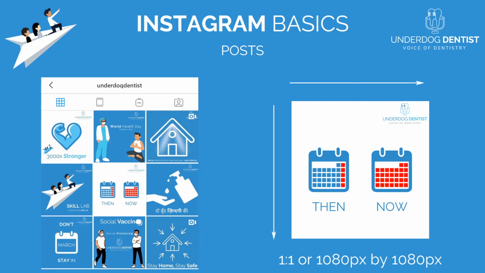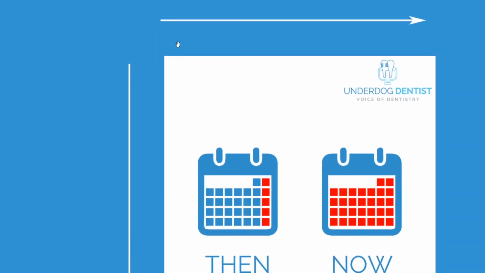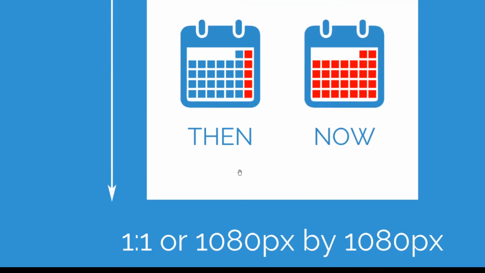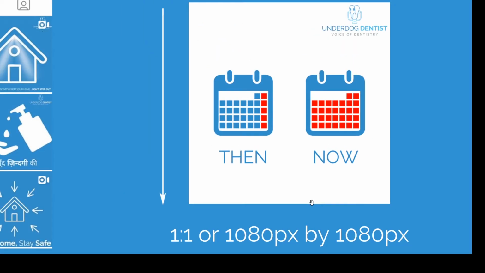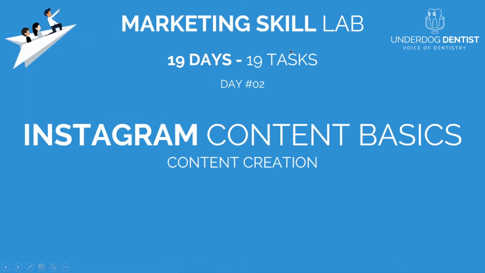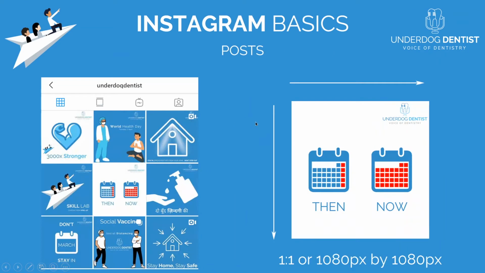So Instagram posts. The usual ratio for an Instagram post is 1:1, or 1080 pixels by 1080 pixels. And whenever you create content in the digital medium, you should go ahead with 72 pixels per inch. The width and the height should be in the same ratio, that is 1080 by 1080, and they should look like this. And you can see the entire thing on the left. This is our grid on Instagram, right?